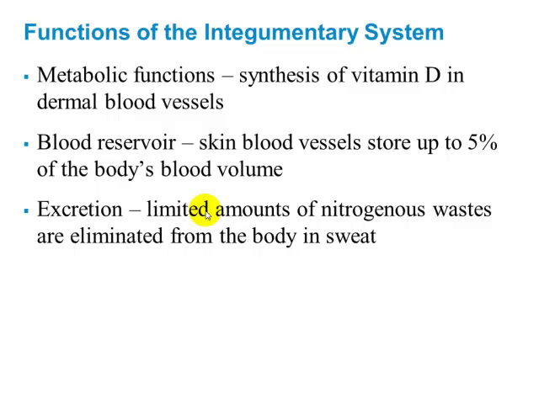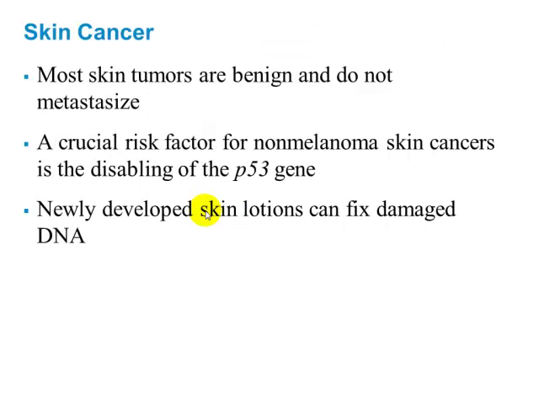Okay? And then there is some small amount of excretion. There are small amounts of nitrogenous waste, which normally are removed through excretion through the urinary system. Small amounts are released then in the sweat and the skin. Sometimes, depending on what you've eaten throughout a day, your sweat may have a particular odor to it. So those are the different functions.